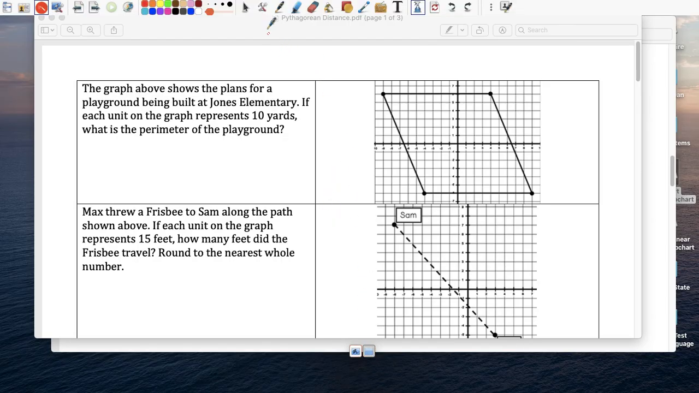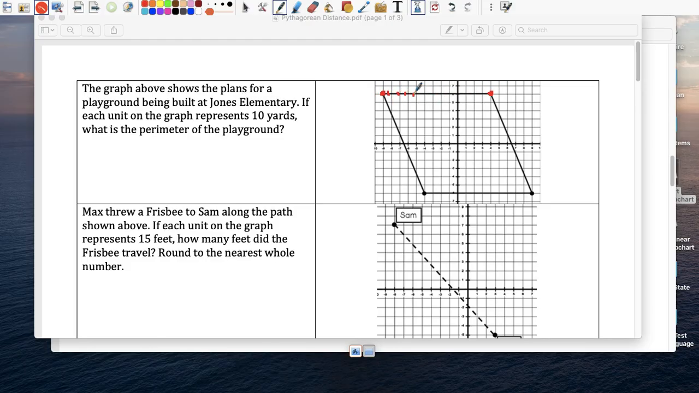They're asking us here to find the perimeter of this shape, which means this side plus this side plus this side plus this side, right? Now it says that each unit on the graph is equal to 10, so let's count. This from here to here I can count.